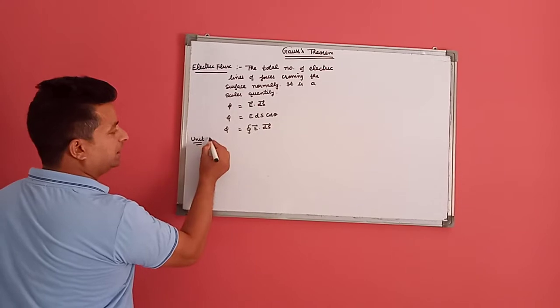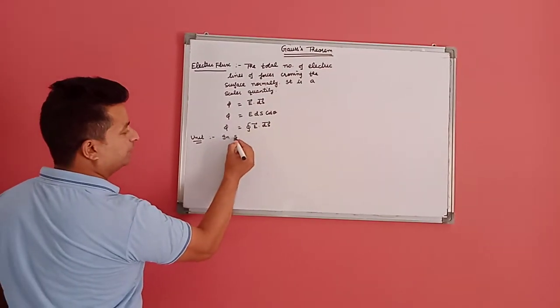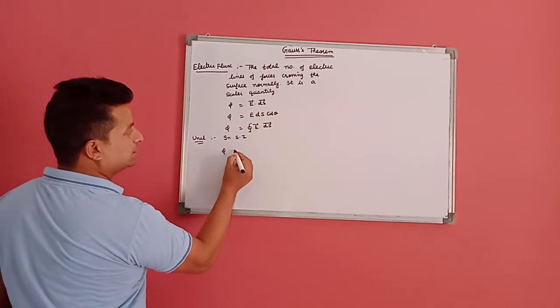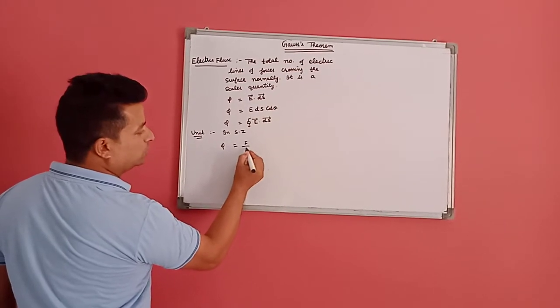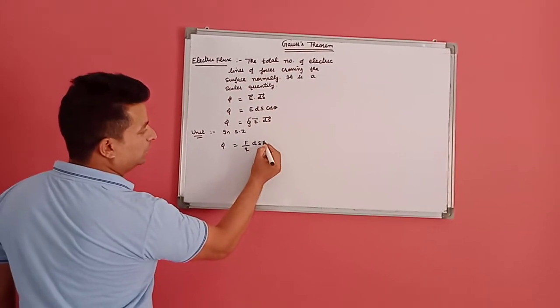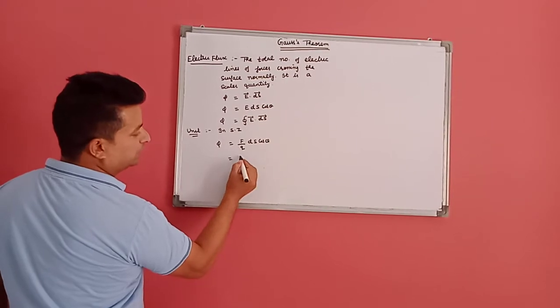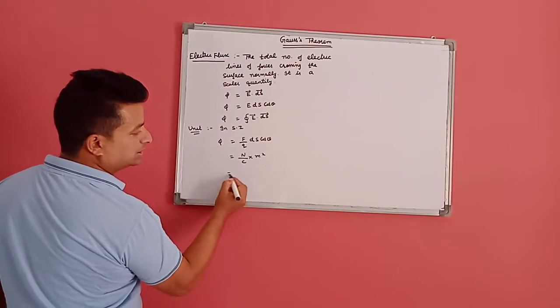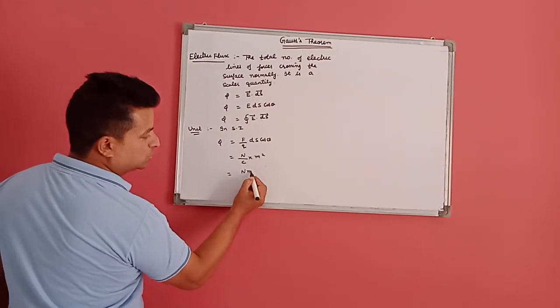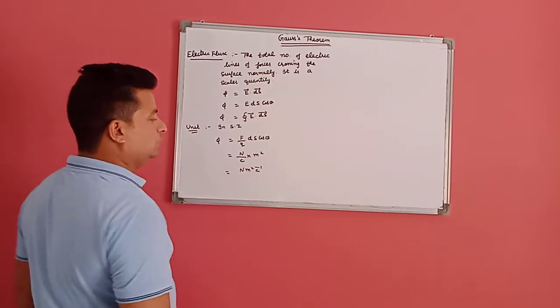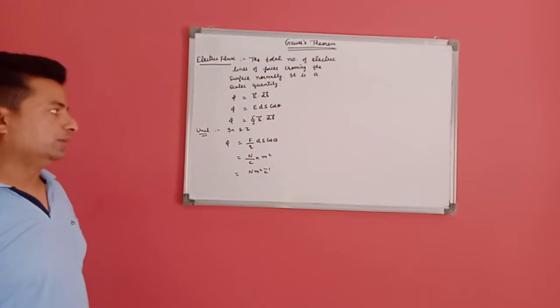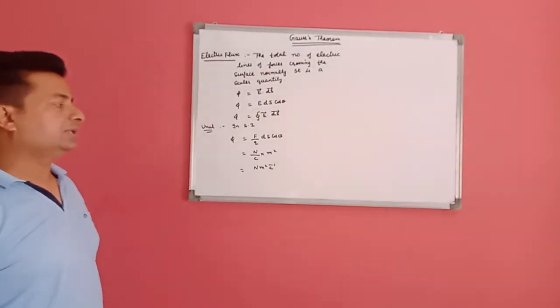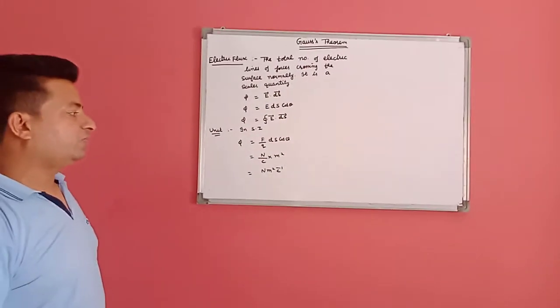Unit in SI system of unit: phi is equal to, as we know, E is equal to F upon Q, times ds cos theta. F is force in Newton, charge is in coulomb, ds area is in meter square. So its units are Newton meter square per coulomb. This is the SI unit of electric flux.